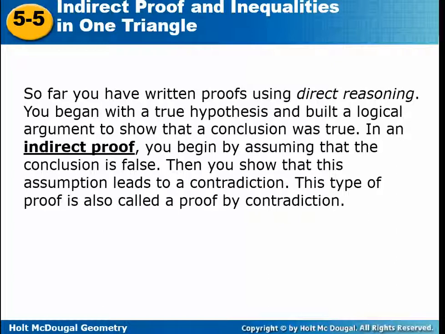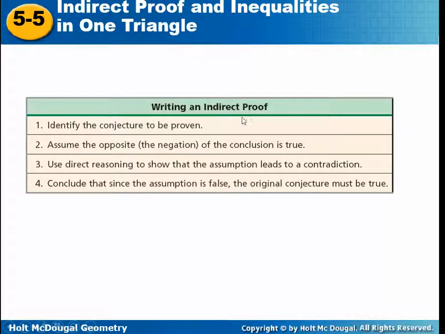But in an indirect proof, the first step that we do is assume that the conclusion is false. And then you show that this assumption leads to a contradiction, something that's impossible, something that cannot be equal or cannot be true. This type of proof is also called a proof by contradiction. So let's see how the steps are going to go.